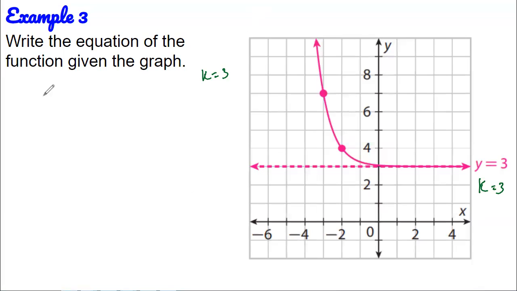So let me go ahead and write the general form. G of X equals A, B to the power of X minus H, plus beautiful K. We already have our K. Check mark. Next item, let's see. What is my first reference point? Jessica, pass it on. Alex, what's my first reference point? The coordinate. -2, beautiful 4.